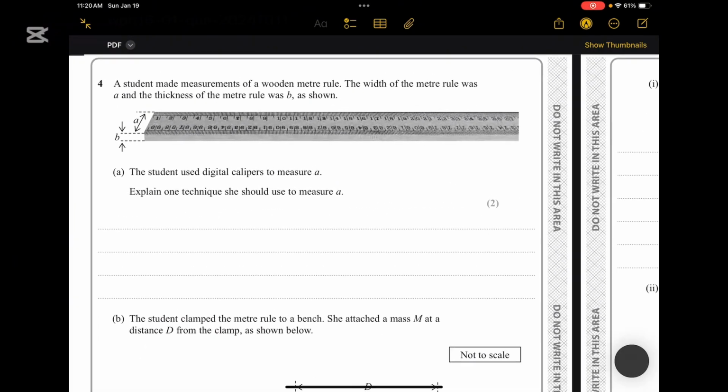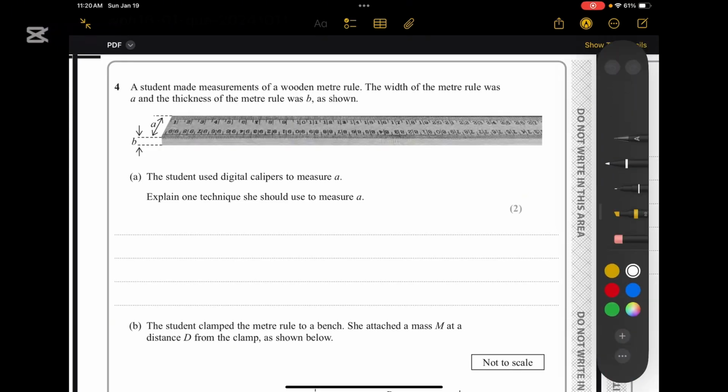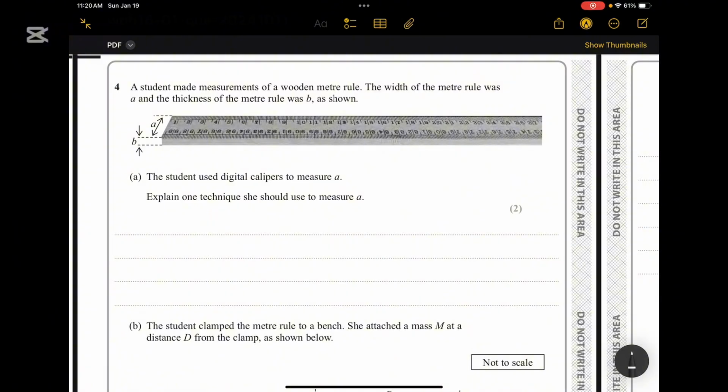Okay, so heading on to question number 4, they have written: a student made measurements of a wooden meter rule. The width of the meter rule was A and the thickness was B as shown. The student used digital calipers to measure A. Explain one technique he should use to measure A.